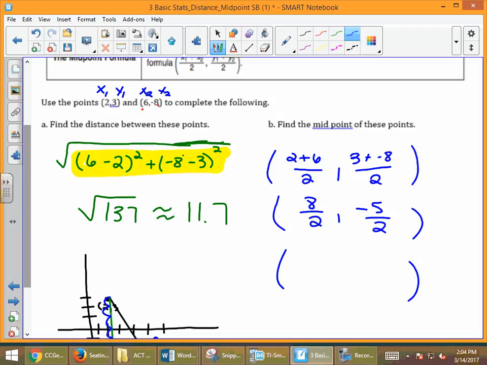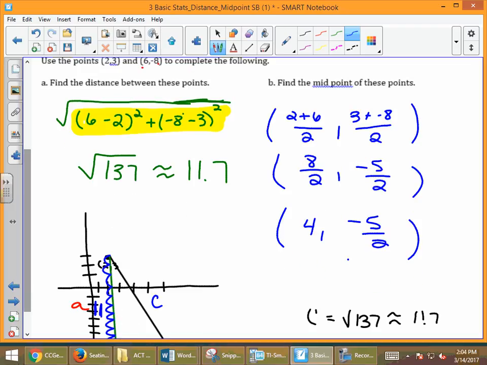So what does 8 over 2 simplify down to? 4. Does -5 over 2 simplify? No. So leave it as -5 over 2, just in case, so we know how to look at it both ways. Your answer might be a fraction, but it might also be a decimal. What's -5 over 2 as a decimal? -2.5. So if you're doing the midpoint formula and you get this, but all your choices are in decimal form, just do -5 divided by 2. -2.5.